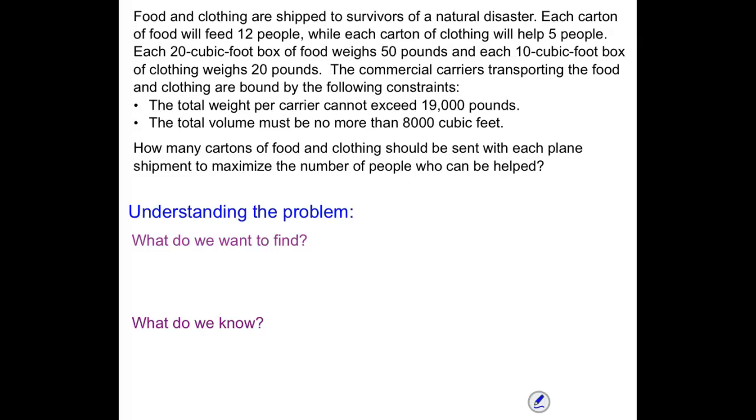The total volume must be no more than 8,000 cubic feet. How many cartons of food and clothing should be sent with each plane shipment to maximize the number of people who can be helped? So this is our task.